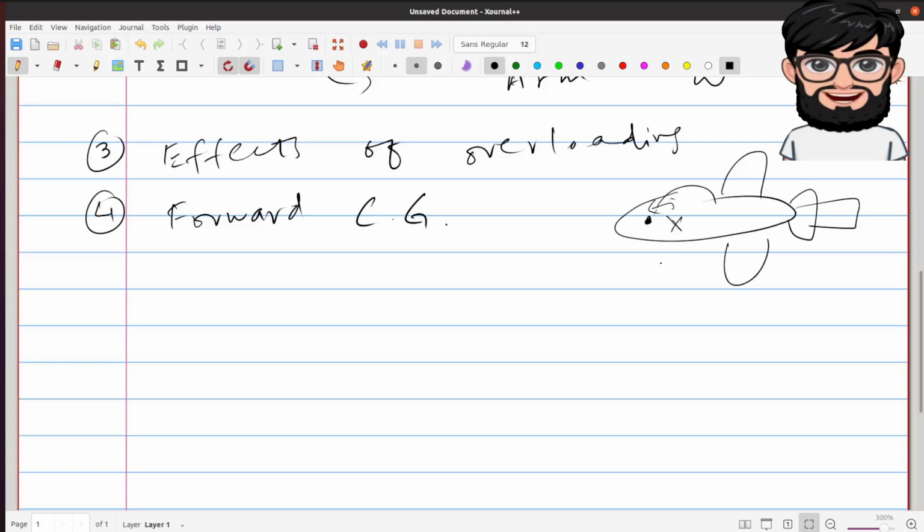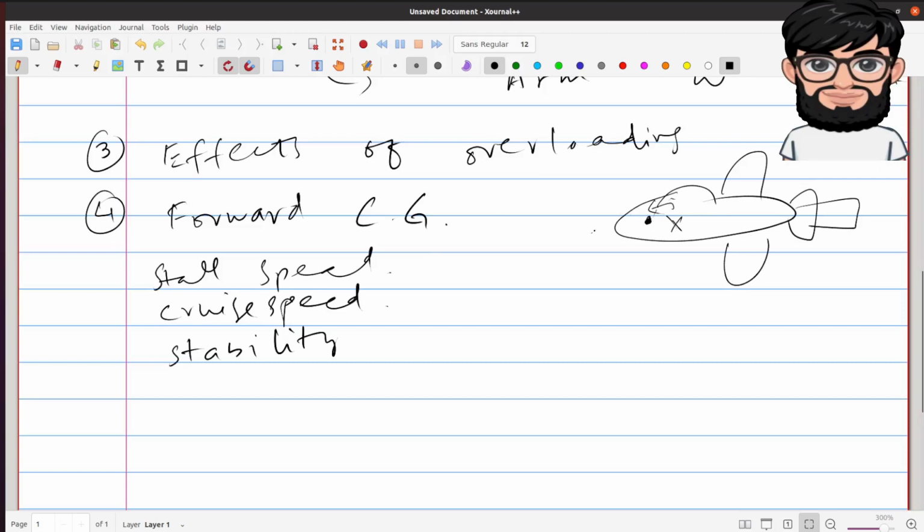So basically it boils down to what happens to the stall speed, what happens to the cruise speed, what happens to the stability. These are the basic things. So the stall speed over here is gonna become high, because look, it's already nose down. The center of gravity is very forward, so you can think of it as the nose is already gonna be down. Stalls are gonna be really hard. So the stall speed is gonna increase. The speed at which the plane is gonna be stalling needs to be very high.